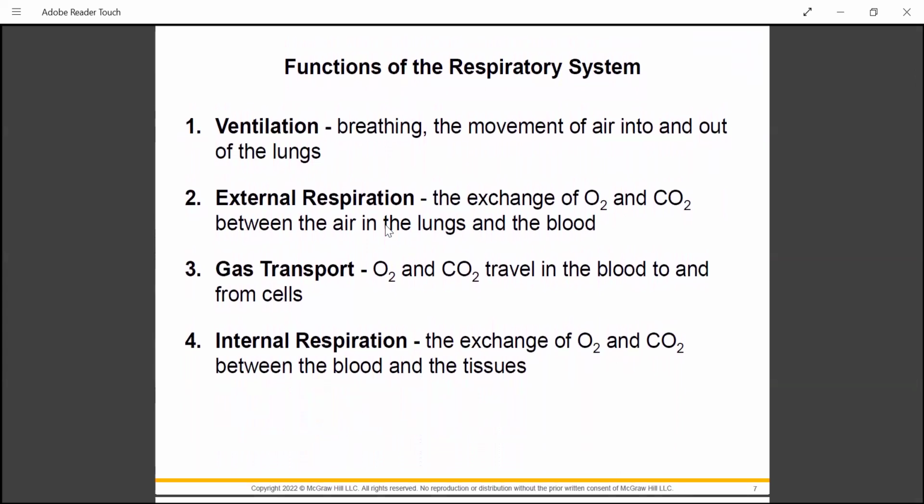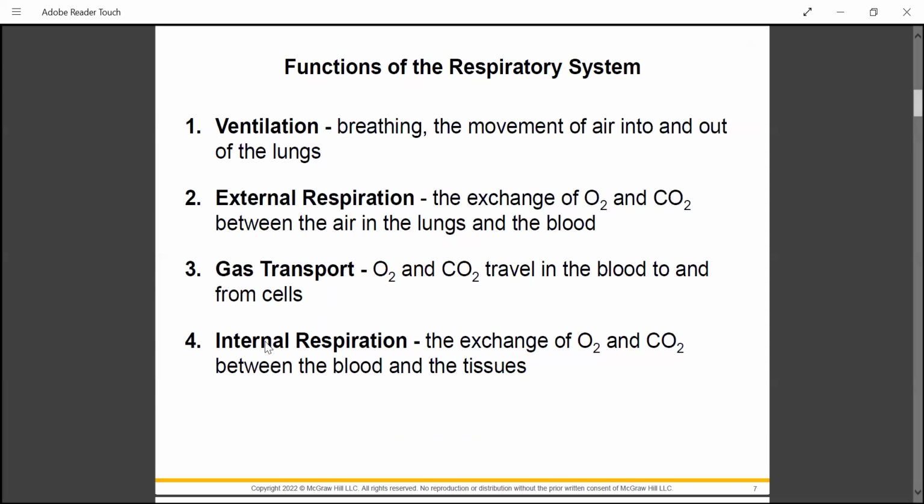All right, getting into the functions. Ventilation is moving air into and out of the lungs. So the actual act of breathing is ventilation. I'm going to jump down to 3 for a second. Gas transport: oxygen and carbon dioxide travel in the blood. They travel as a gas. We refer to their concentrations in the blood or in the alveoli as partial pressures. So that's gas transport.